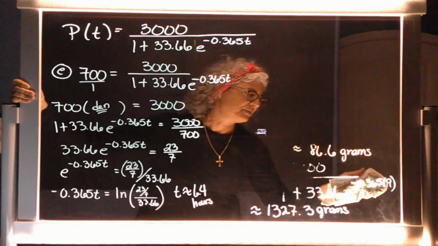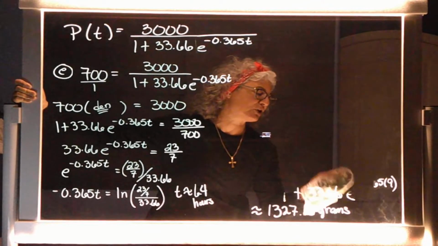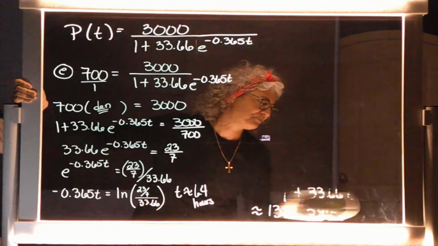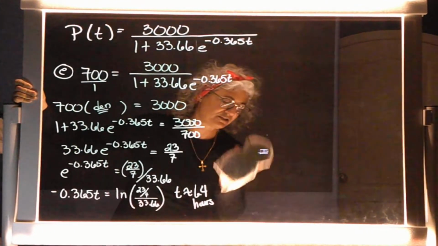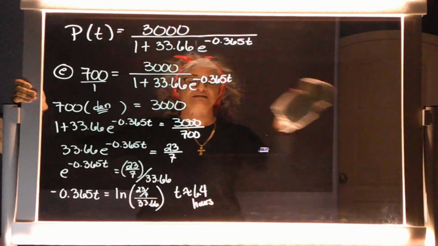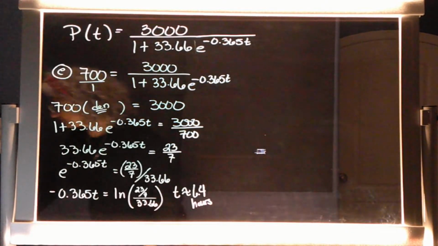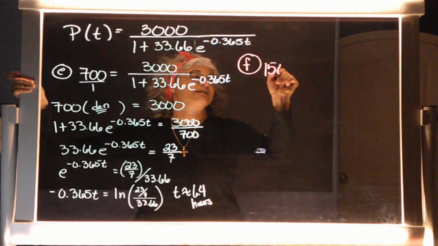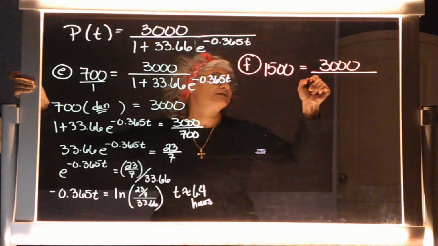So let me ask you this. In this last question, or this last part, what variable are you looking for? You're looking for time, which means you better know the ending amount. Do you know the ending amount? Yes, you do. The ending amount is 1,500, isn't it? So, part F, my ending amount is 1,500, equaling this 3,000 over this lovely denominator.